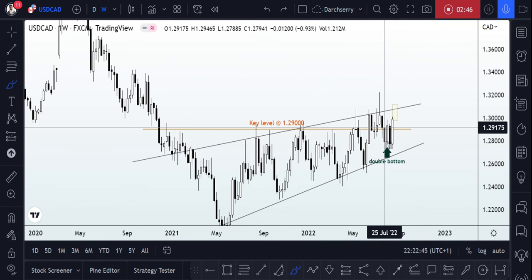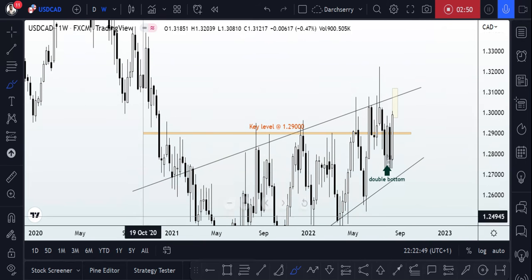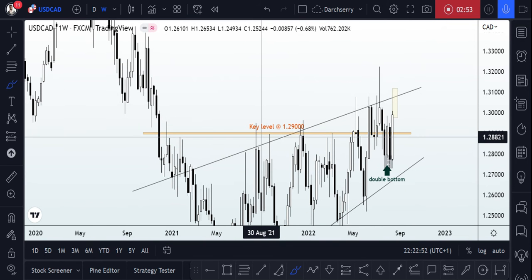So in this regard, I was able to identify that key level after connecting those points together, to have a key level sitting right at the 1.2900 area. So what does this key level do for us? Well, it makes our job easier as we head into the new week.